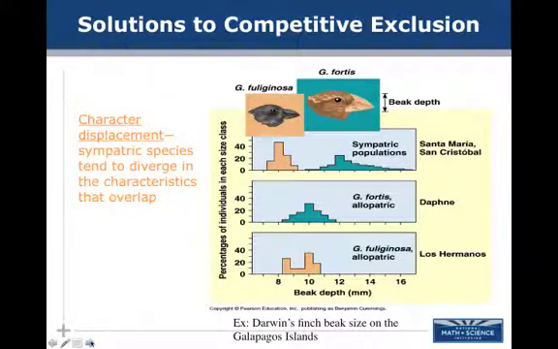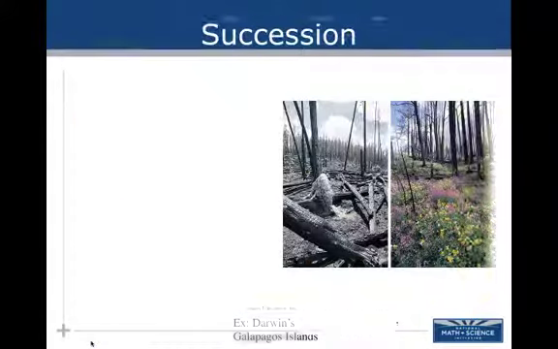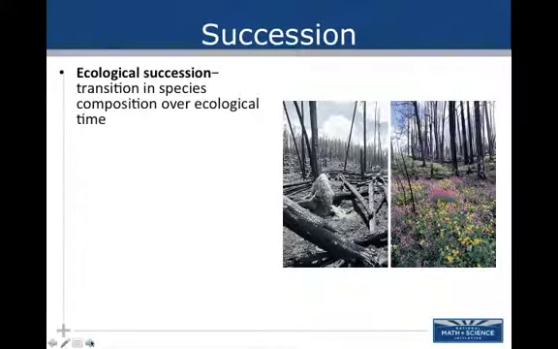So this goes back to this idea that over time, these organisms are going to tend to diverge in the characteristic that they overlap in order to create different niches for themselves. Okay, let's look and talk about succession.